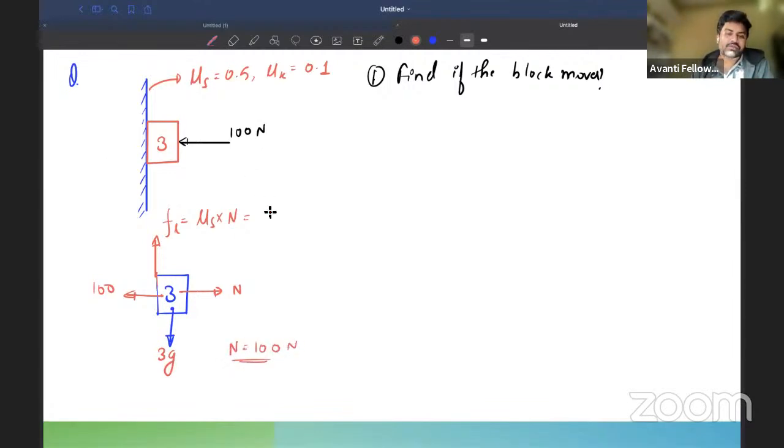Okay. So if I talk about mu s is 0.5, normal is 100, so it will be 50 newtons. That means frictional force can be up to 50. In this case, how much should it be? Because 3g is downwards, so it can easily apply 30. Maximum limit is 50. So will the block move or not?